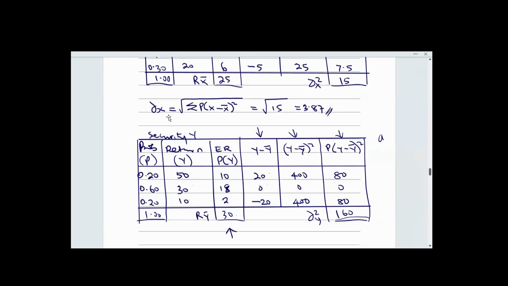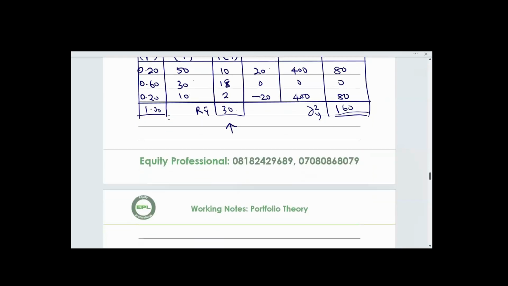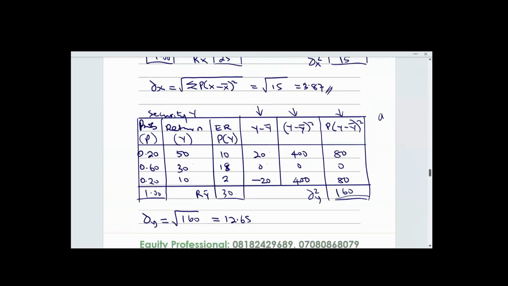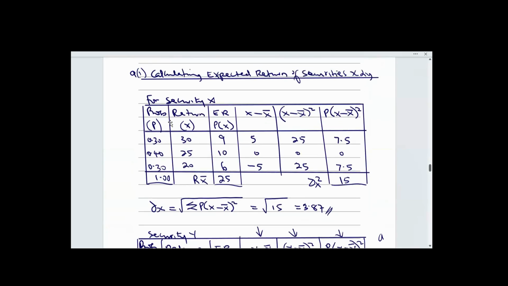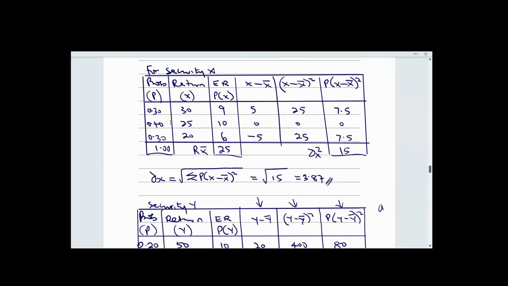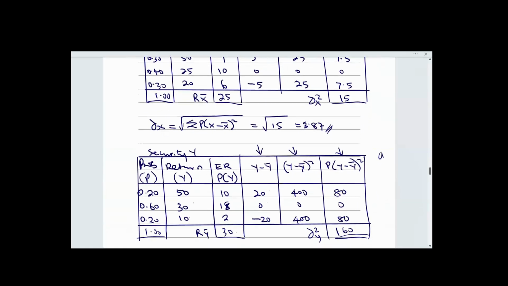It's all right. So after this, of course, we then calculate standard deviation for security Y. Standard deviation of Y is equal to square root of 160. So what's the square root of 160? 12.65. When you look at the return of security X, it is 25. Return of security Y is 30.